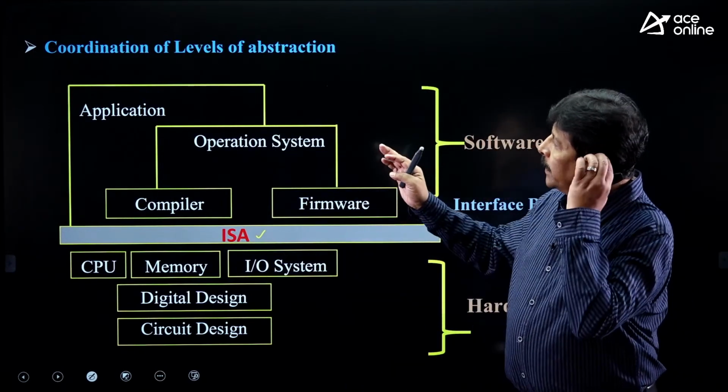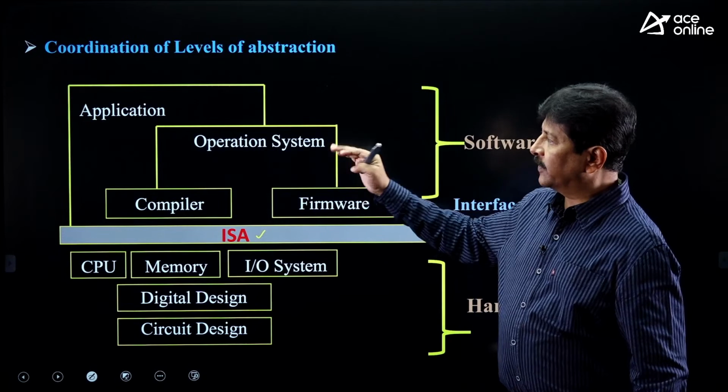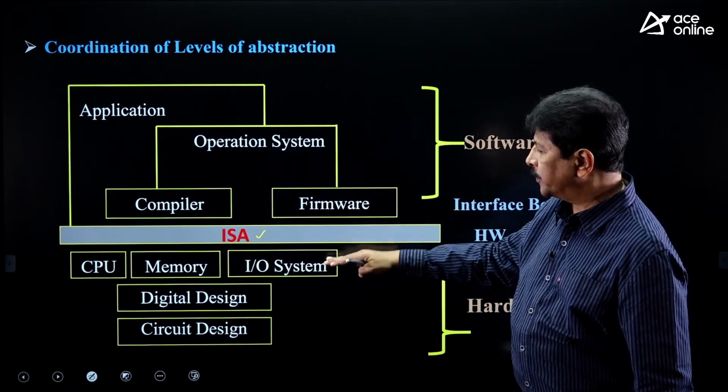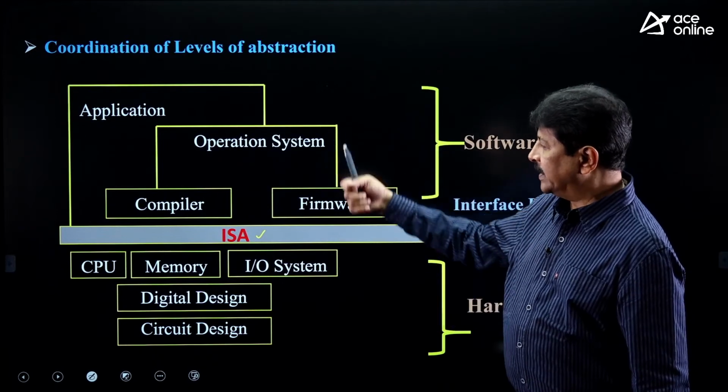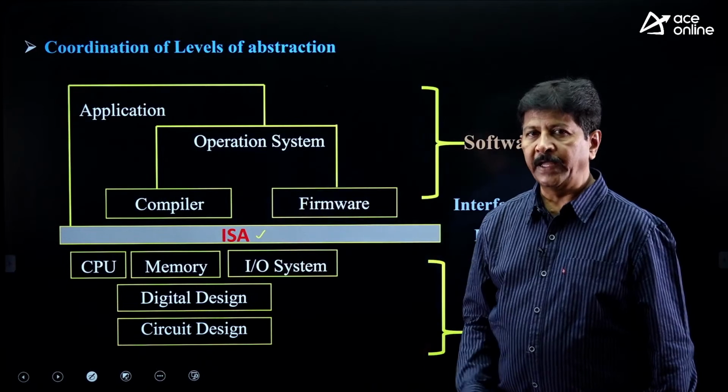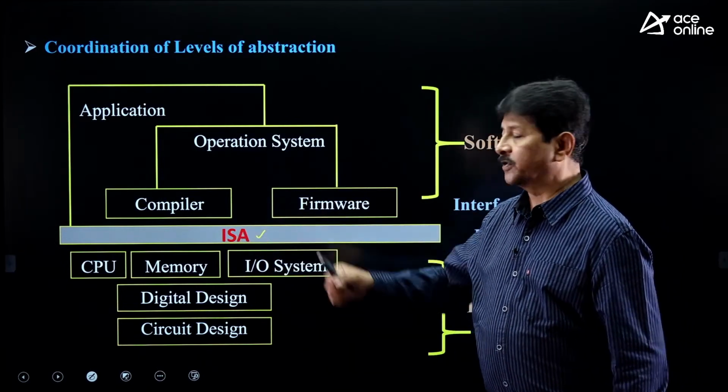So this is what you call the level of abstraction of a computer. The top portion contains software, the bottom portion contains hardware. In between software and hardware, I have computer architecture, which is called instruction set architecture.